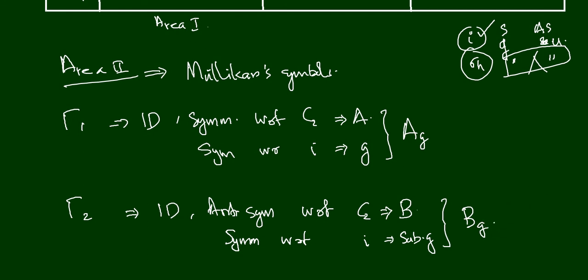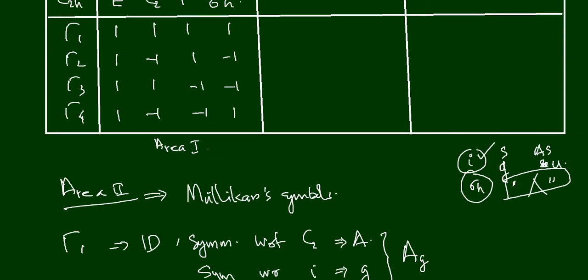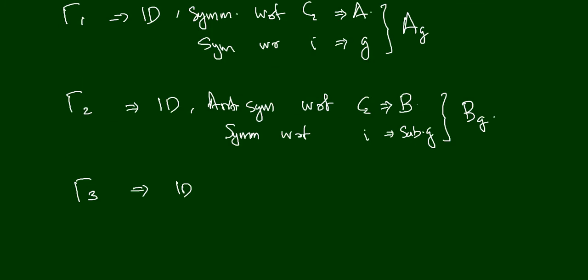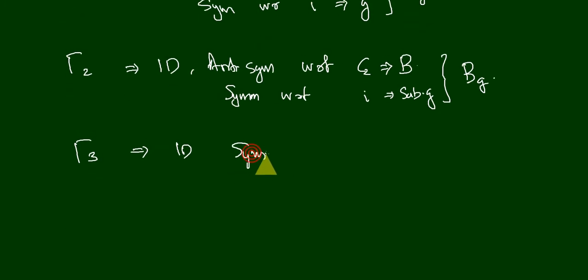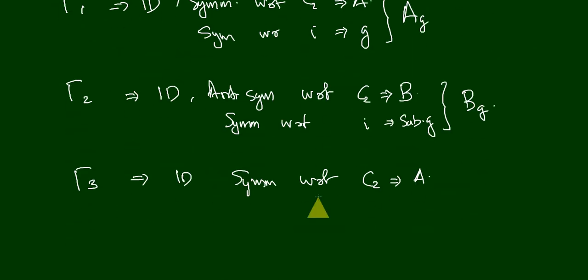Okay. And now we can go for gamma 3. In the case of gamma 3, we have again one-dimensional representation. And what about the symmetry with respect to principal axis? It is again symmetric with respect to the principal axis C2. Therefore, it is A. And what about the symmetry with respect to I? Symmetry with respect to I in that case is -1. So it is anti-symmetric with respect to I. So it is U. Okay. So subscript U.